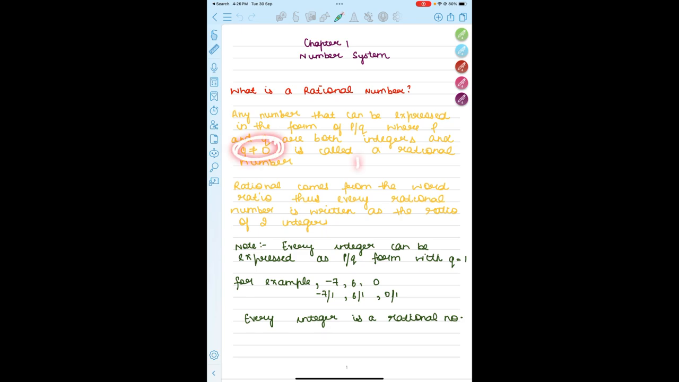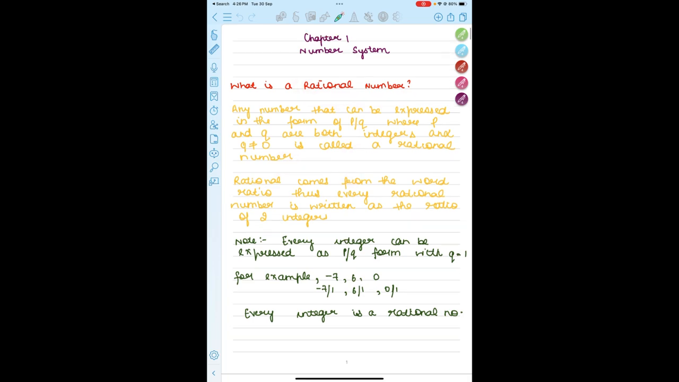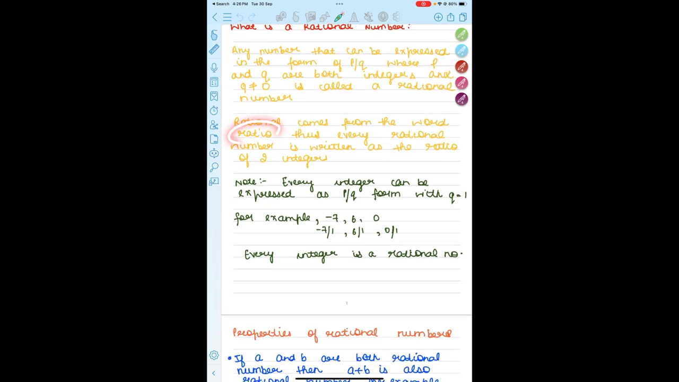So if any number can be expressed in p by q form, then it is a rational number. For example, 2 by 3, 3 by 2, 4 by 5, all of these are rational numbers. Even 10, which is a natural number, can be expressed as 10 by 1. So all natural numbers can also be expressed as rational numbers. Rational comes from the word ratio, and so it is the ratio of two terms which can be expressed in p by q form. Again, q cannot be equal to 0.